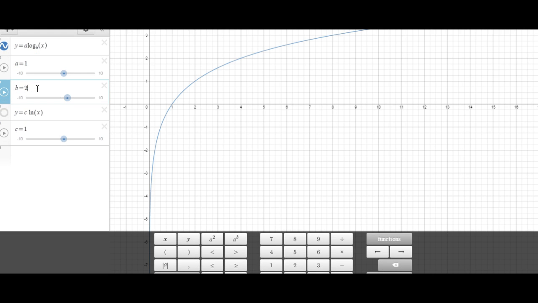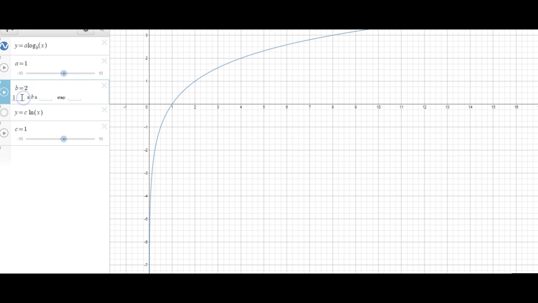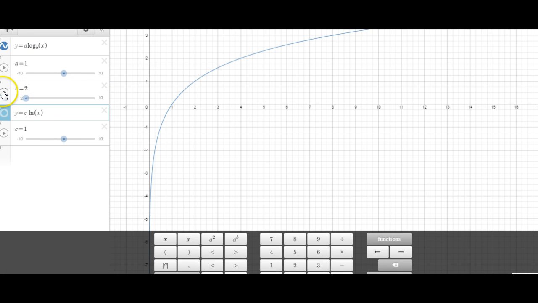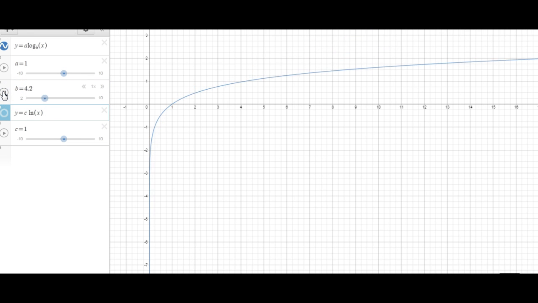So if it's 2, as the b value is increasing from 2, what's happening to the curve? Let's just play from 2 to 10. I'll set 2 to 10, steps of 0.1. Play. Okay, b value increases, the curve is doing what? Is it steeper or less steep? Less steep, okay? So the smaller the b value, the faster it's going up, right?